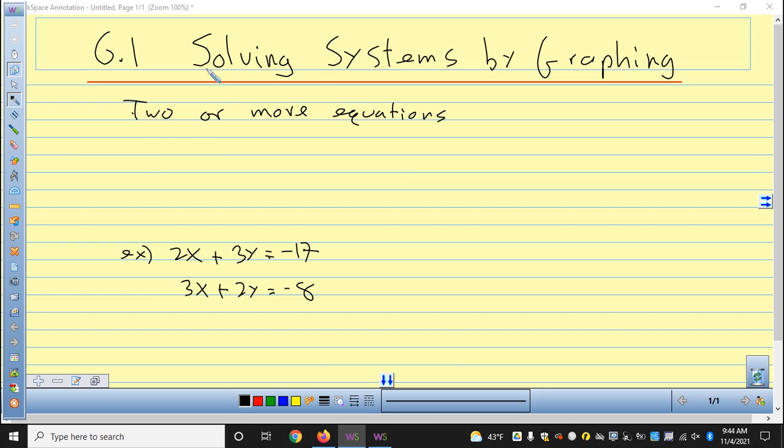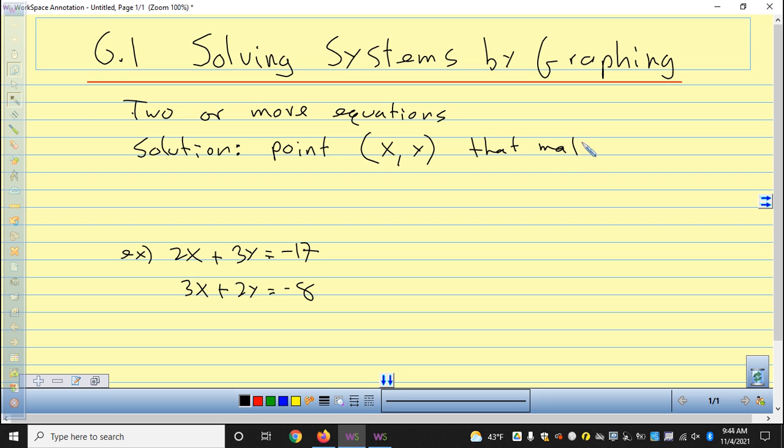Now when we talk about solving, a solution is a point. And what we mean by a point is an x and a y, coordinates, that makes both equations true. And what we mean by makes it true is if we plug in x and y here, we should get negative 17. And when we plug x and y into the second equation, we should get negative 8.